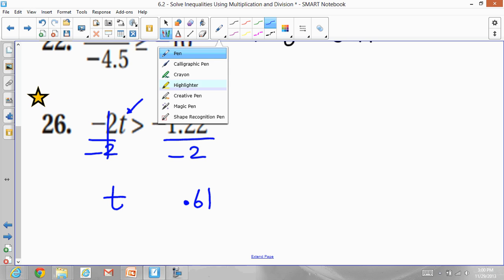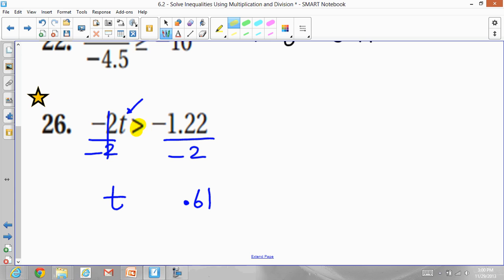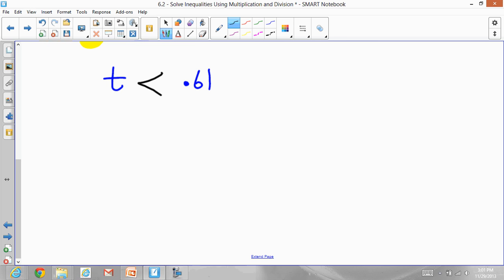Now we have to focus on the inequality symbol. Since you divided by a negative number, you have to switch the way the arrow is pointing. So I'm going to reverse the inequality symbol. So remember, when you multiply or divide by a negative number, you switch the inequality symbol. You reverse it. So this is your solving part, and now comes your graphing.